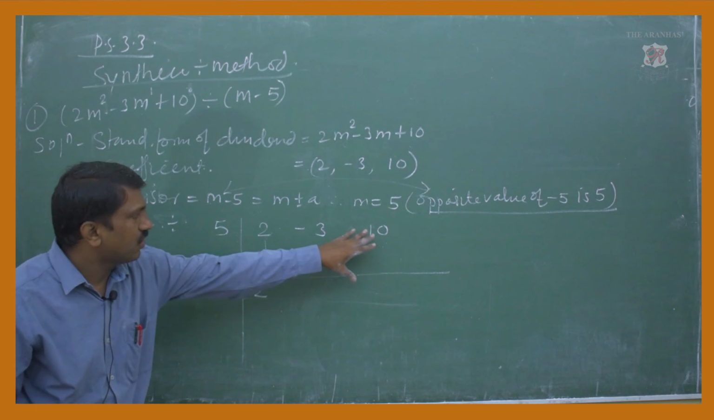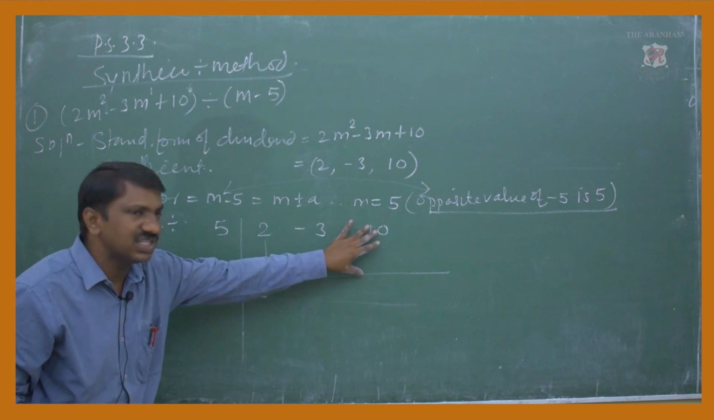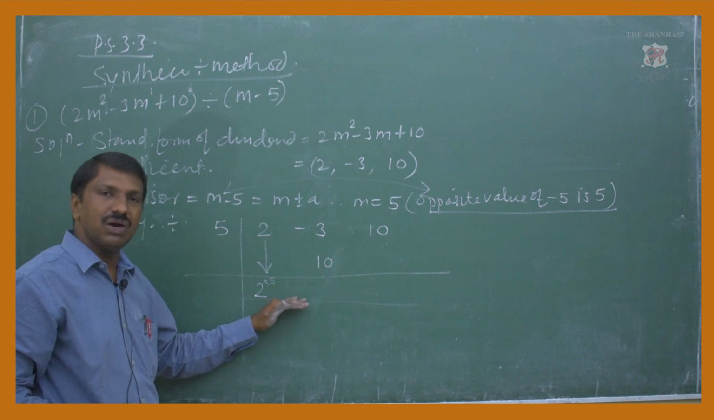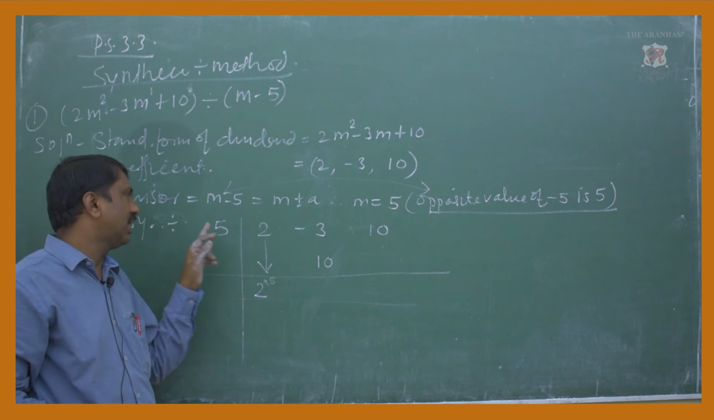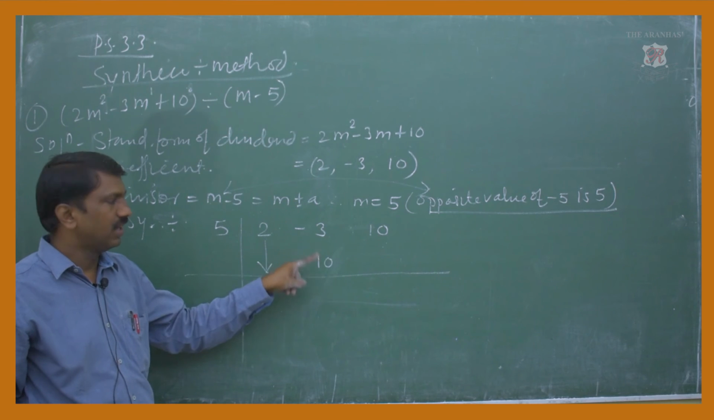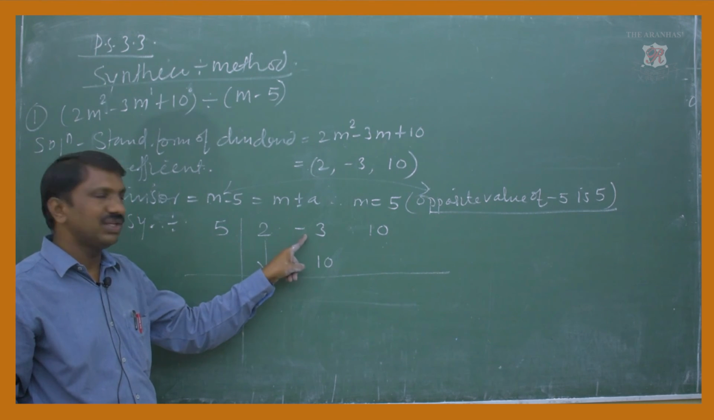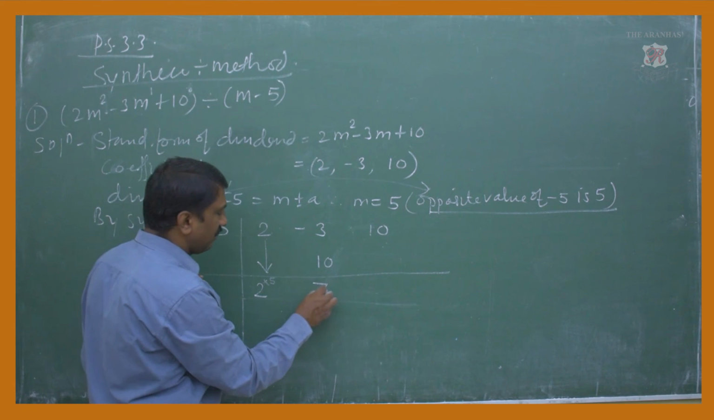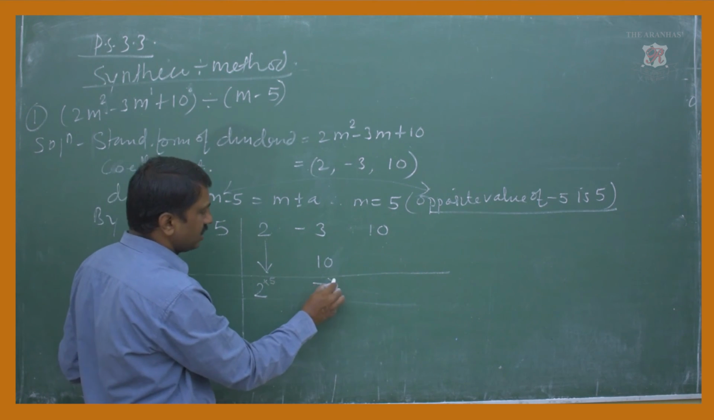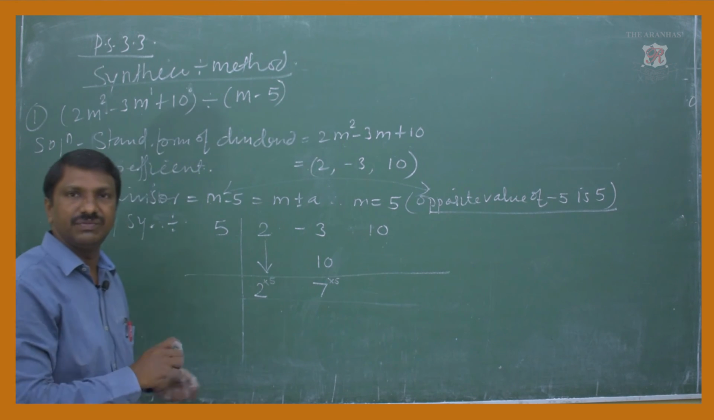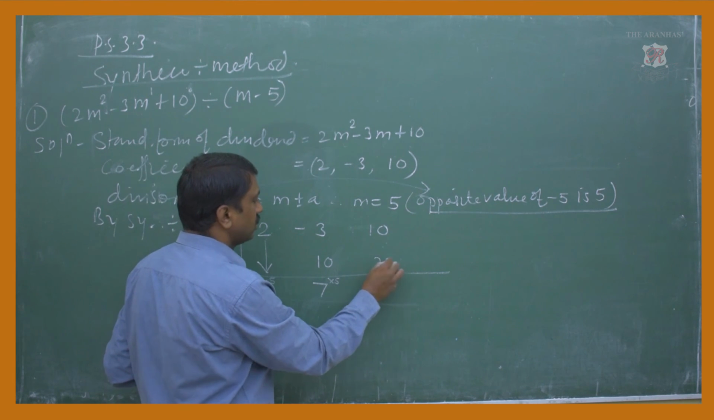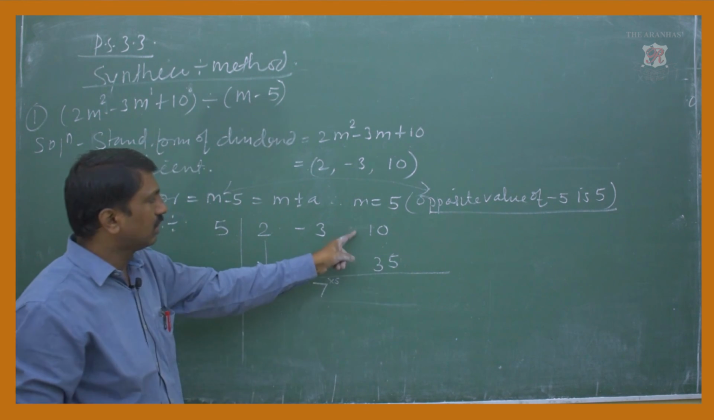The middle part, the horizontal arrangement, is for doing the addition or subtraction. The answer comes down, and that answer you multiply with the divisor. Now, plus 10 and minus 3, plus and minus: 10 minus 3 gives 7. So here we write 7. This 7 you multiply with your divisor, which is 5. 7 fives are 35, so that 35 comes here.